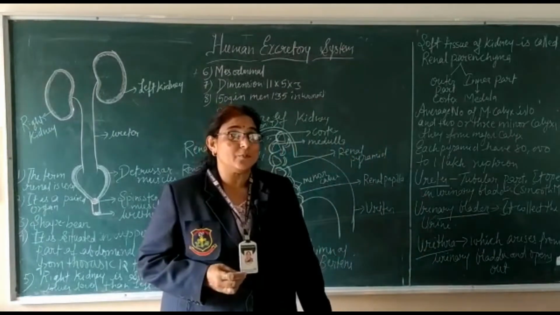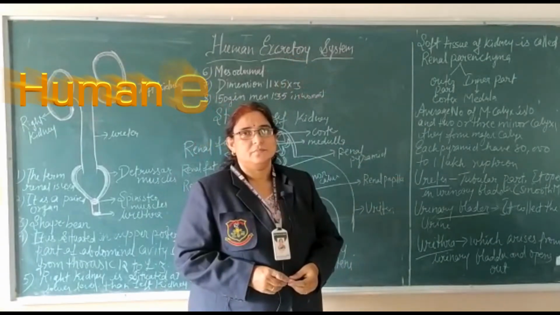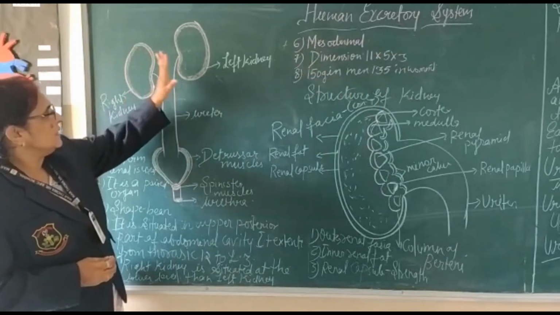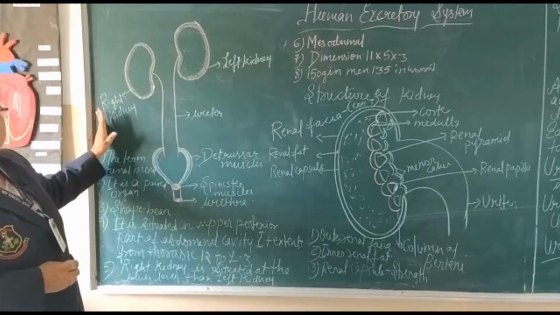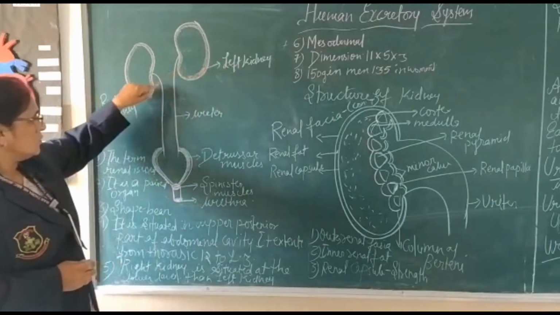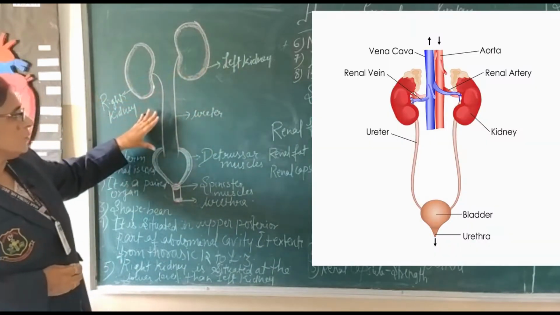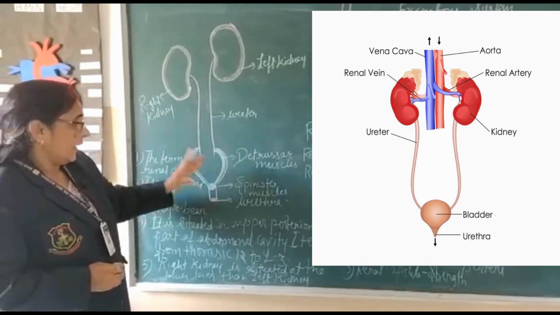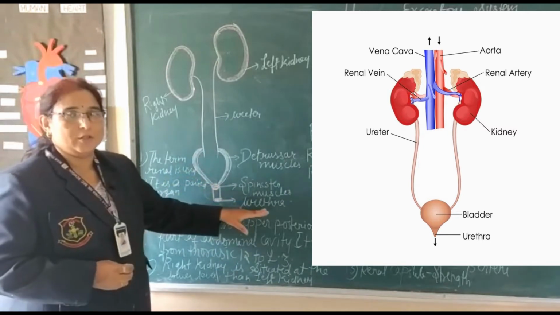Today I am going to explain the human excretory system. See, this is the diagram of the human excretory system. There are two kidneys, right kidney and left kidney. Two tubular structures, that is the ureter. These tubular structures open in the urinary bladder, and the urinary bladder, through a sphincter, opens in the urethra.